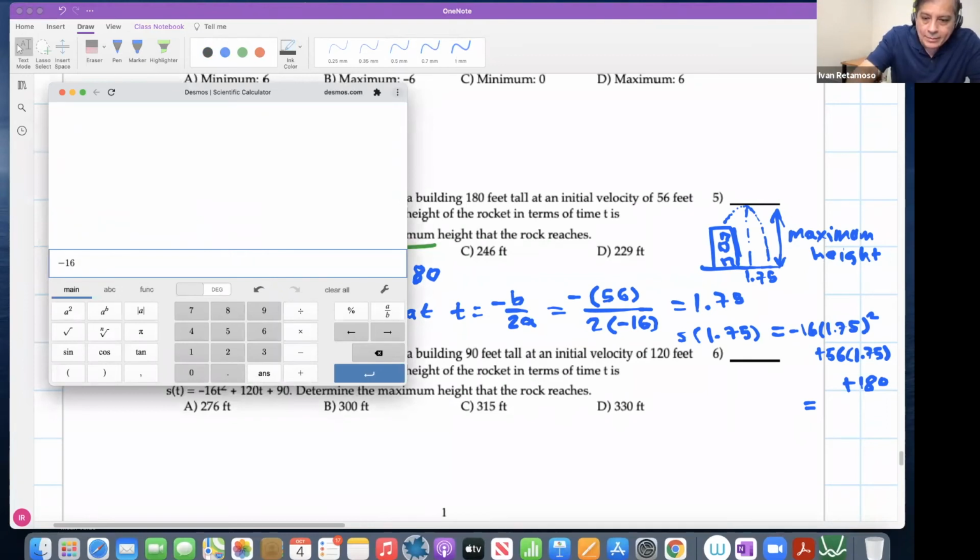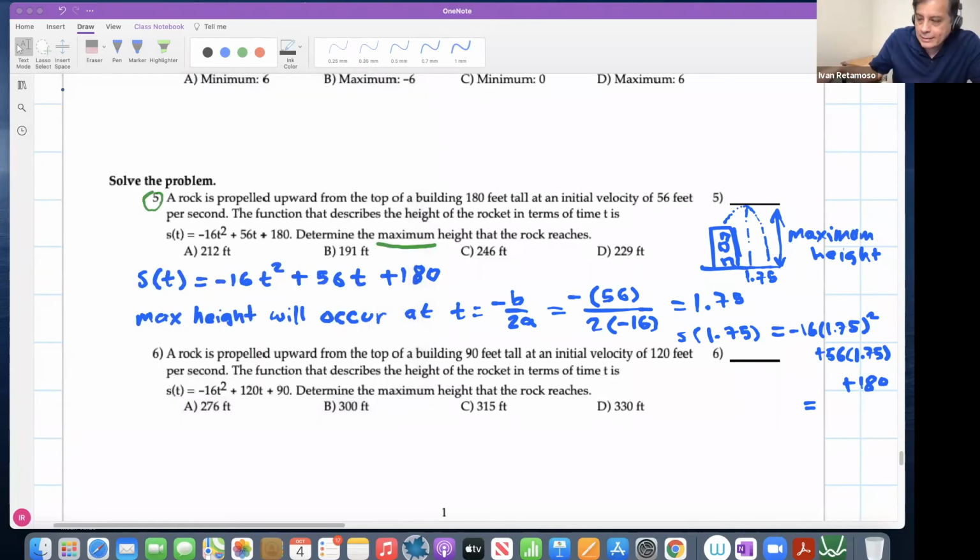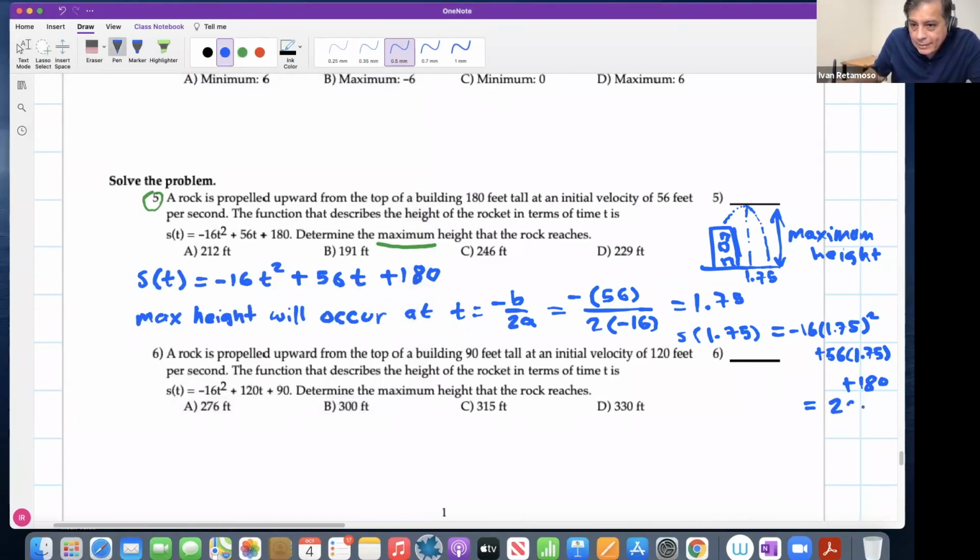Minus 16 times 1.75 squared plus 56 times 1.75 plus 180, right? Plus 180. I get 229. In the end, feel free to attach the units. 229 feet, right? Turns out this is the maximum height, right? This is the maximum height that will be achieved. You follow, guys? 229 feet, which is here.